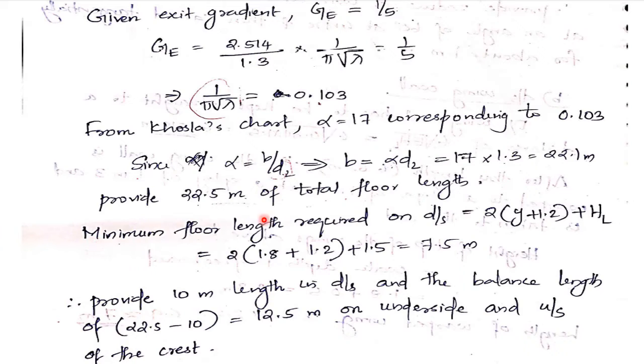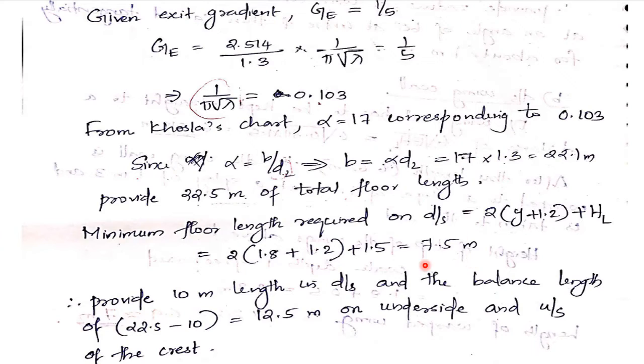Now the minimum floor length required on the downstream side is equal to 2 into y plus 1.2 plus HL. Remember this equation, 2 into y plus 1.2 plus HL, where y is the water depth and HL is the head loss. Here 1.8 is the water depth and HL is 1.5. So substituting, you will get the value of 7.5 meters. That is, a length of 7.5 meters should be provided on the downstream side beyond the toe of the crest wall. So this is the minimum length of floor required on the downstream side.